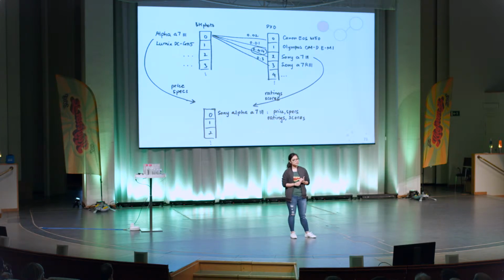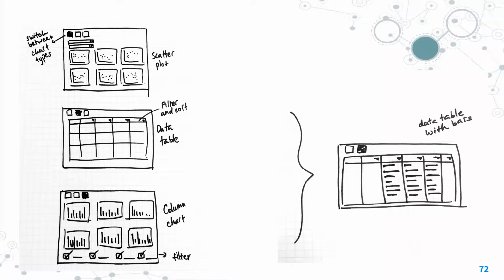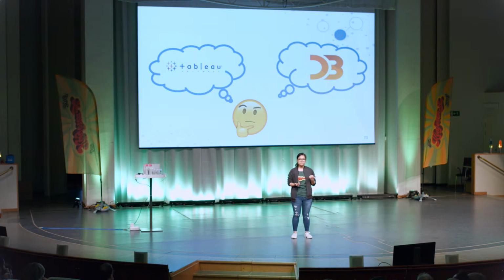Moving on to step 2, I started with sketching the visualizations. I thought it would be super useful to have a scatter plot for patterns and outliers, a data table for a quick overview, and column charts with filtering options for comparisons. To generate the charts, I could use either Tableau, a very popular visualization software, or I could write code using D3, a JavaScript library for creating interactive visualizations.